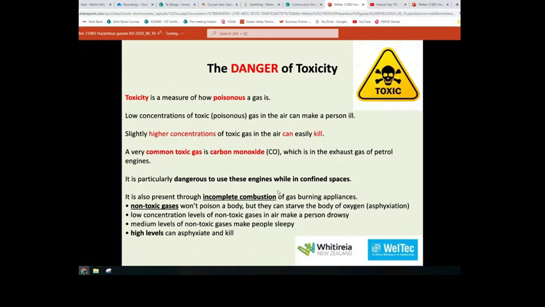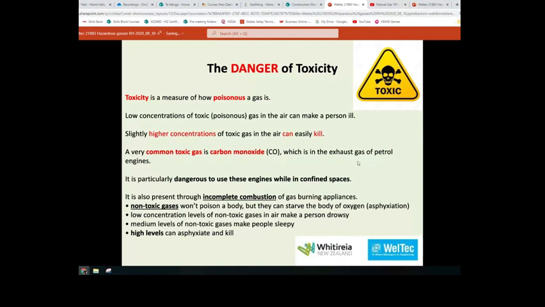Poisonous gases or toxicity. So some gases are particularly toxic. Carbon monoxide is one example. It's actually measured in parts per million. So amounts above about 30 parts per million are considered to be dangerous. If you're getting up to 50 parts per million, you want to take action to get out of there rapidly. So a very small amount of carbon monoxide is potentially deadly.